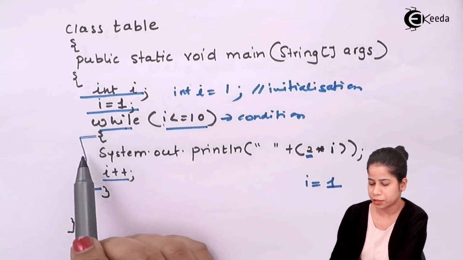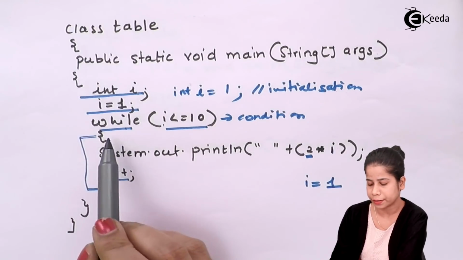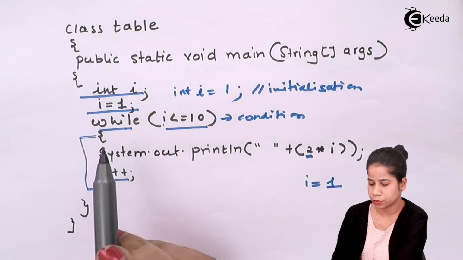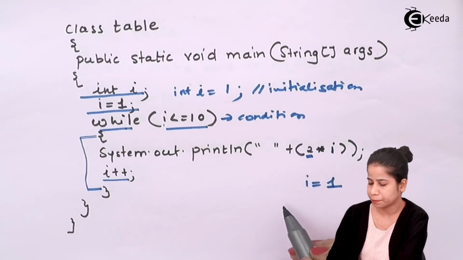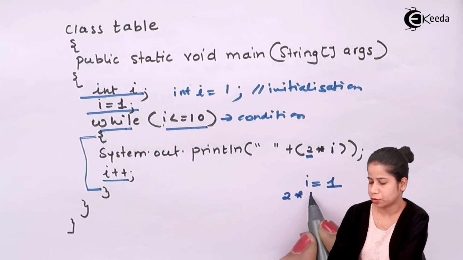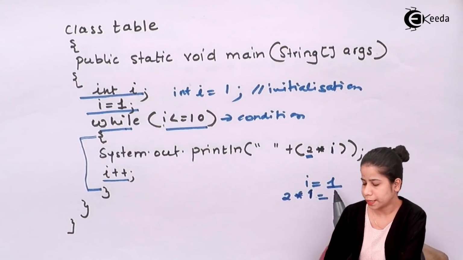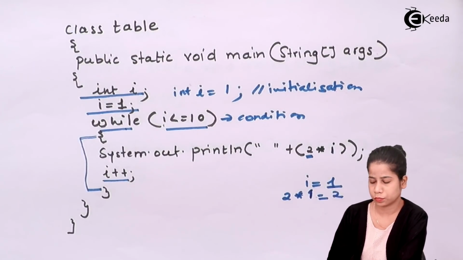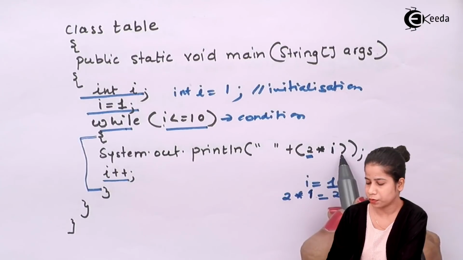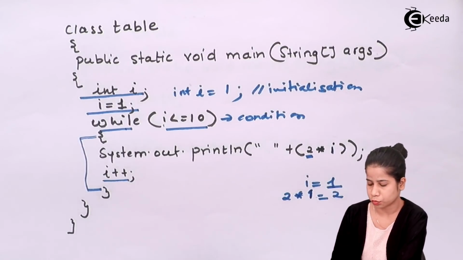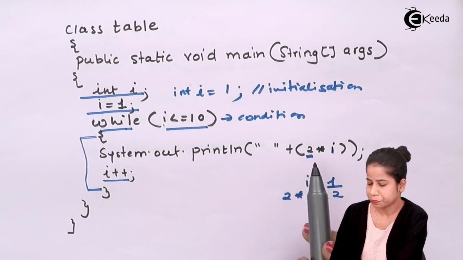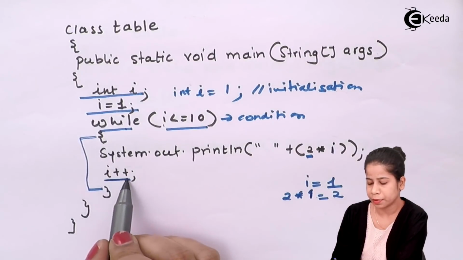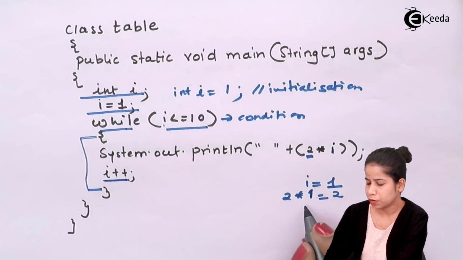As the condition is true, it will go and enter into the body of the loop. Inside it, what I'm doing is 2 into I. So what's the value of I? That is 1. So 2 into 1 is 2. This calculation will happen and it will print simultaneously. After that, I'm incrementing the counter, so now the value of I becomes 2.